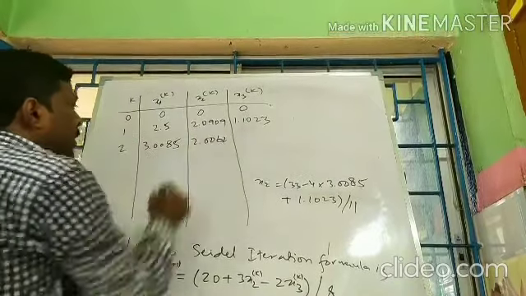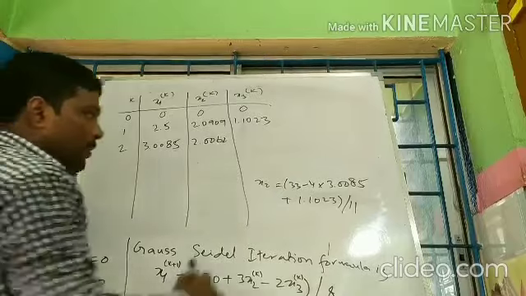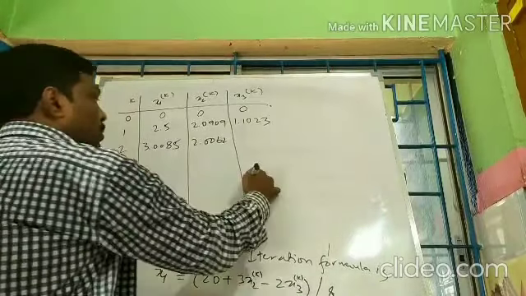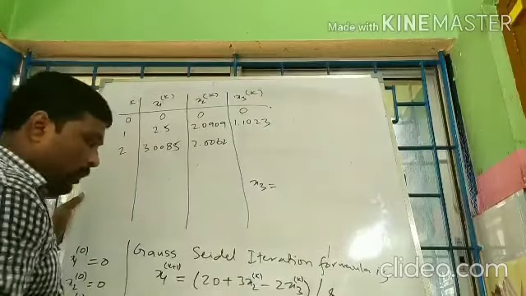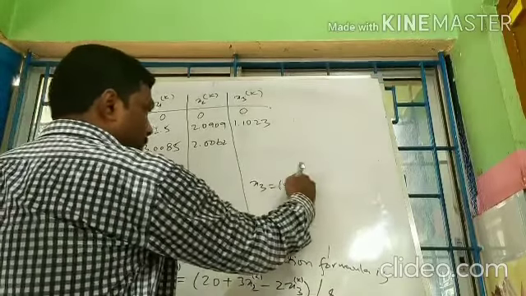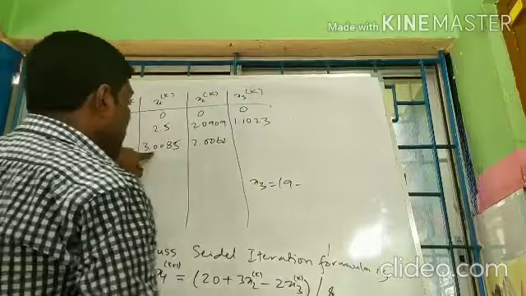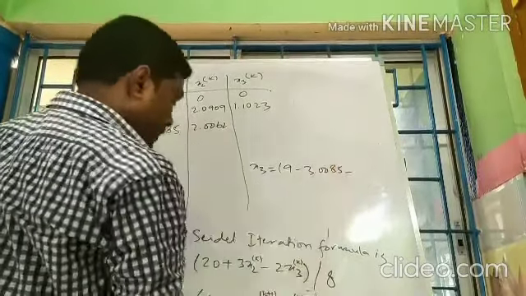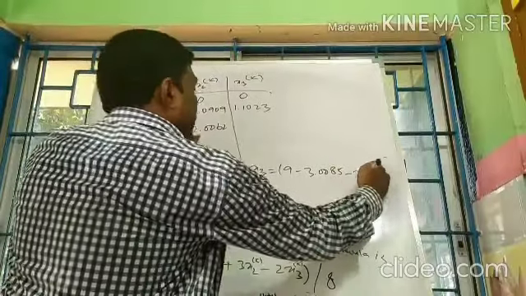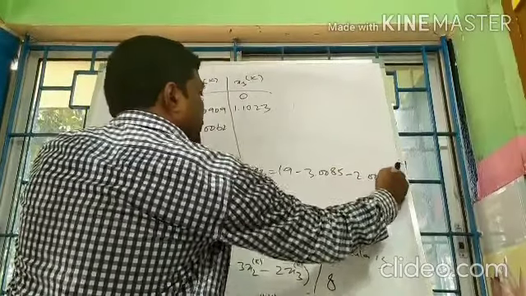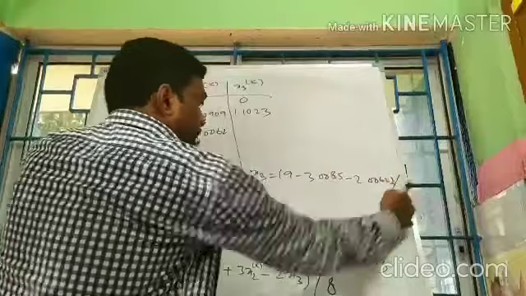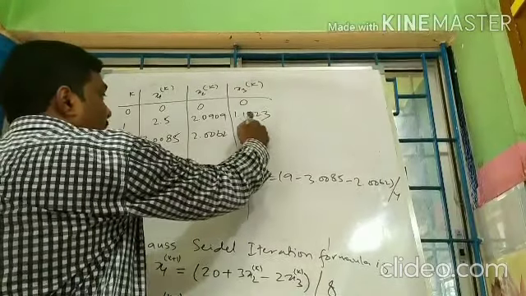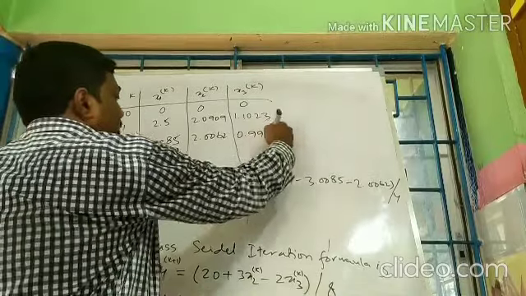2.0062. Okay. Then calculate x3. x3 equals 9 minus the present iterative value of x1, that is 3.0085, minus the present iterative value of x2, 2.0062, divided by 4. And simplify. This is 0.9963. Okay.